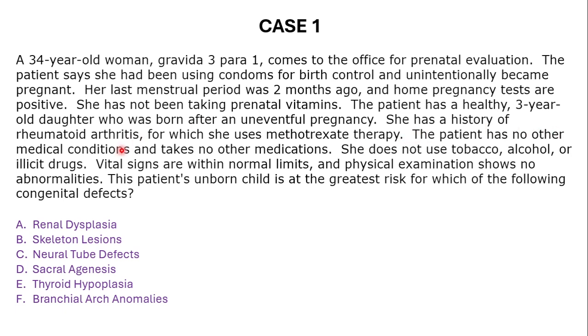The patient has no other medical conditions, no medications, no tobacco, none of that. Vital signs are cool, examination cool. So the unborn child is at greatest risk for which of the following? We talked about that. Neural tube defects. There is basically 0 folic acid in this patient, okay?